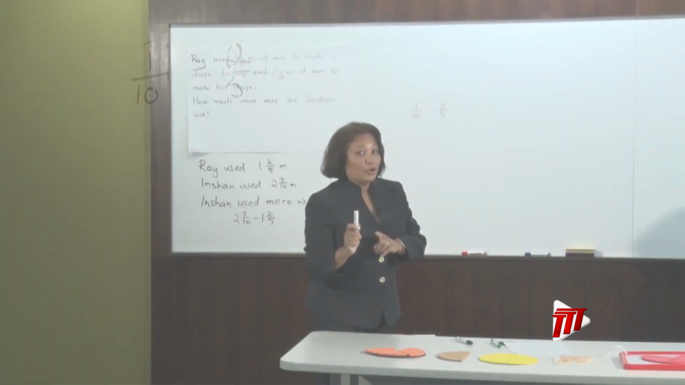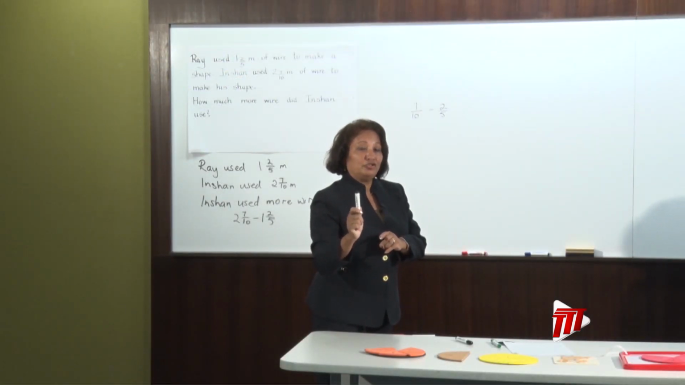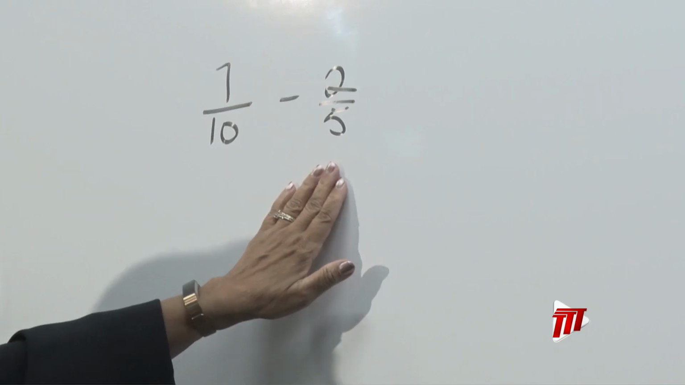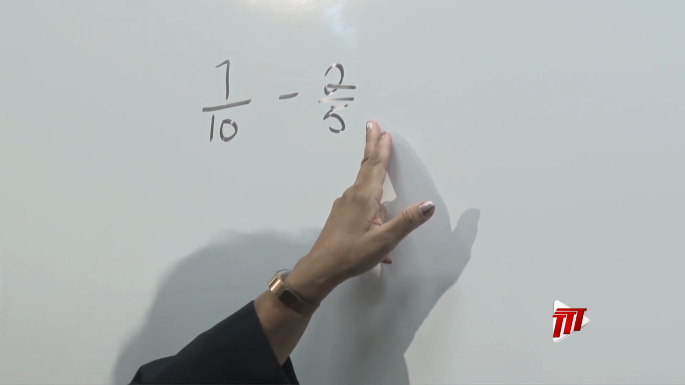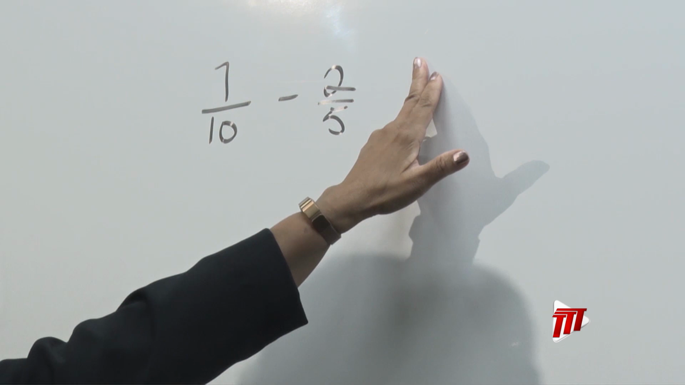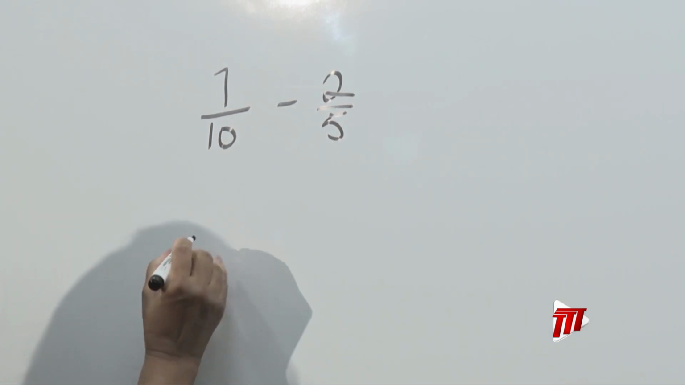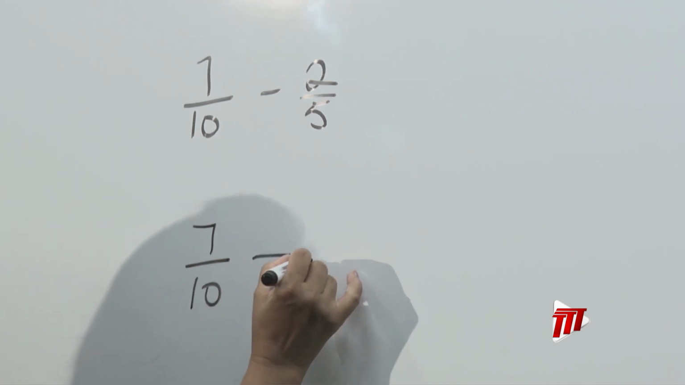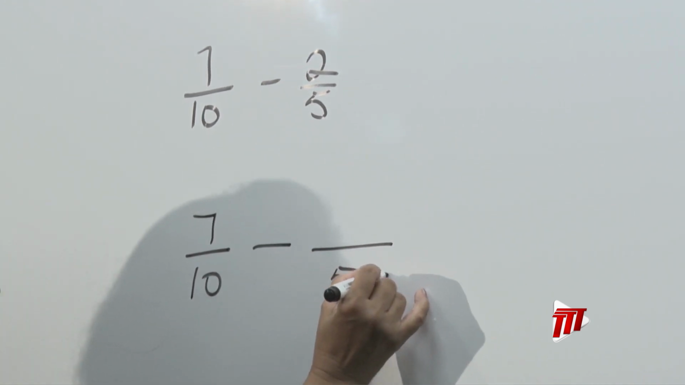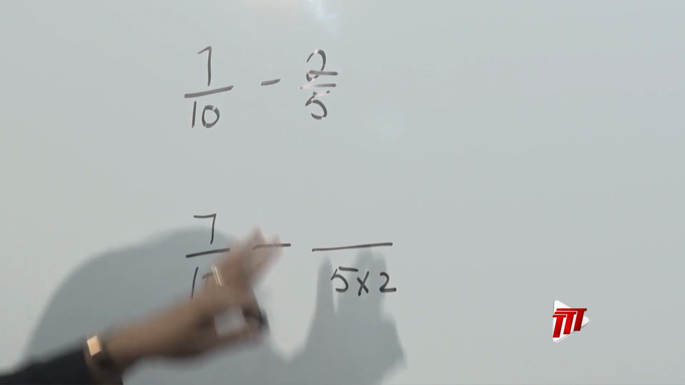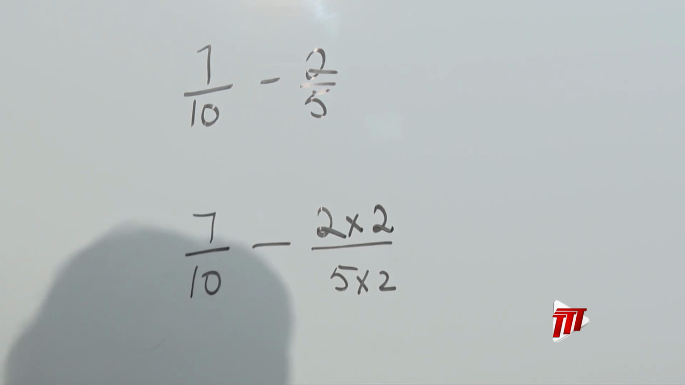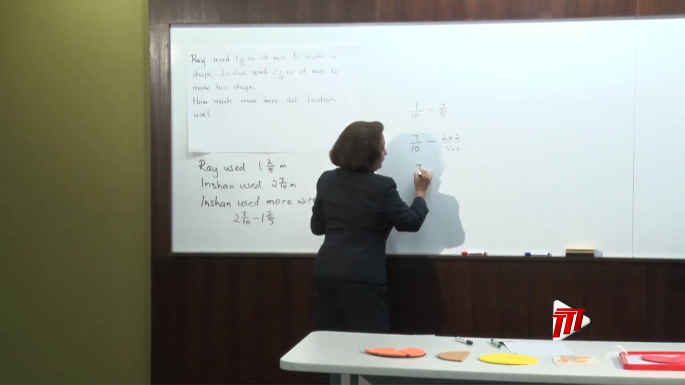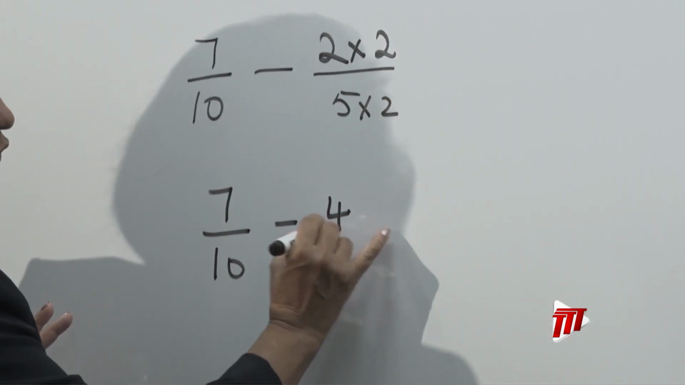First thing we check, are the denominators the same? No, they're not. So it means that we're going to have to change the fifths into tenths. To get this into tenths, I'm going to have to multiply the denominator by 2. And as a result, I would have to multiply the numerator by 2 as well. So I will have 7 tenths minus 2 times 2. That would take me to my tenths. So I would have 7 tenths minus 4 tenths.